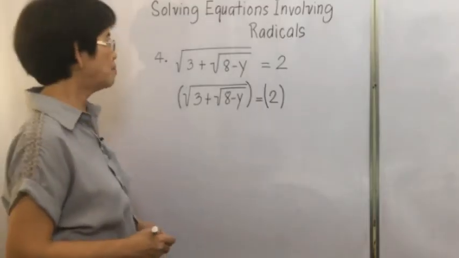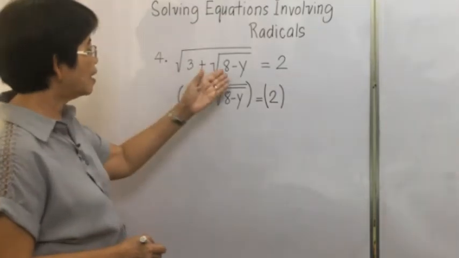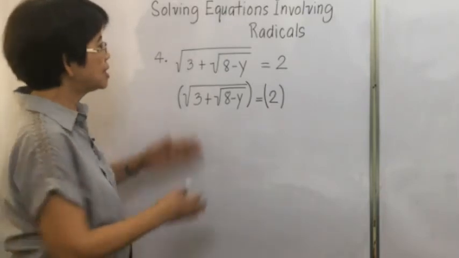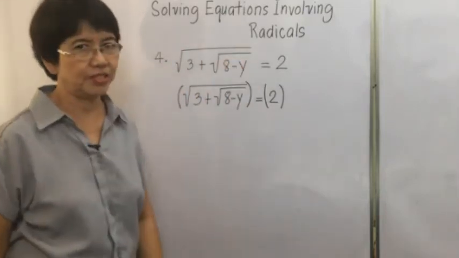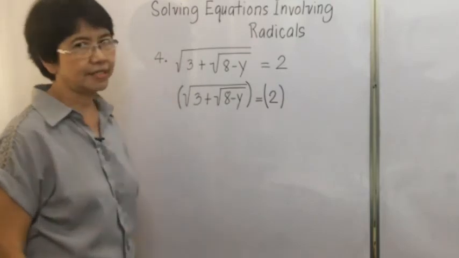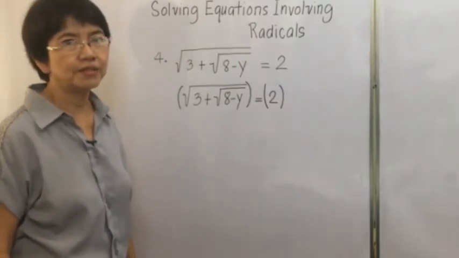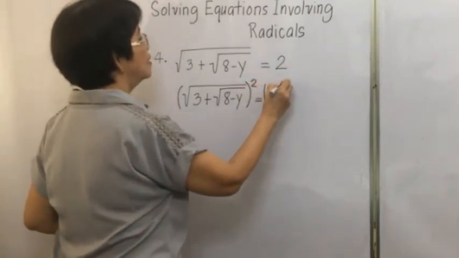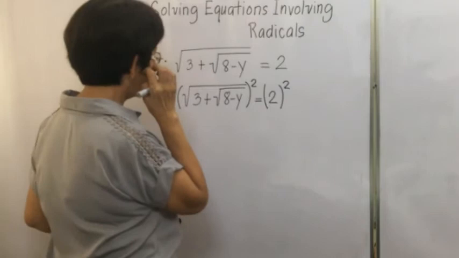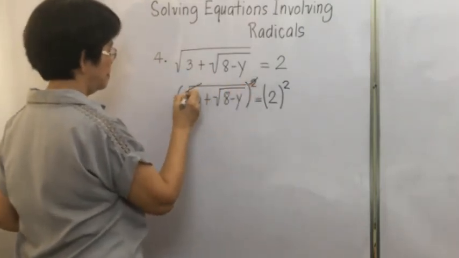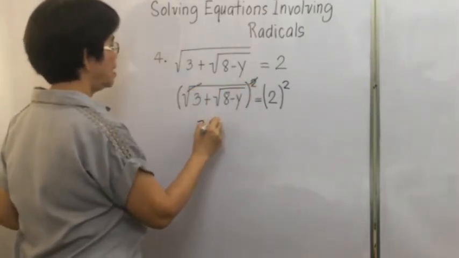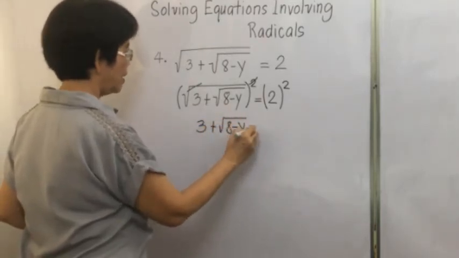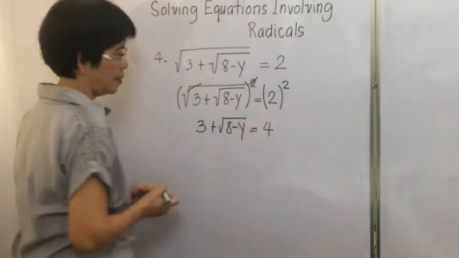For our example number 4, we have a radical embedded inside a radical symbol. We will treat this as one radical expression. So it's already isolated on one side of the equation, so we can directly square both sides. And we can cancel the radical here. So we have 3 plus the square root of 8 minus y is equal to 4.